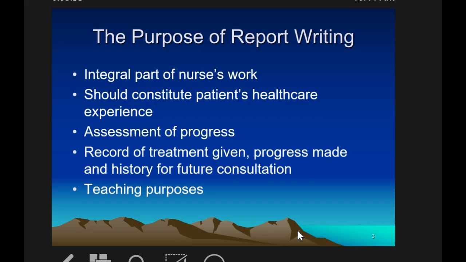Some other additional things that healthcare records can be used for: they can be used for teaching purposes. For example, think of yourself as a student and the number of times that you might be looking at healthcare records purely for teaching and learning purposes. And also they're used in audit and in quality and research purposes. So there's no doubt healthcare records are particularly important.